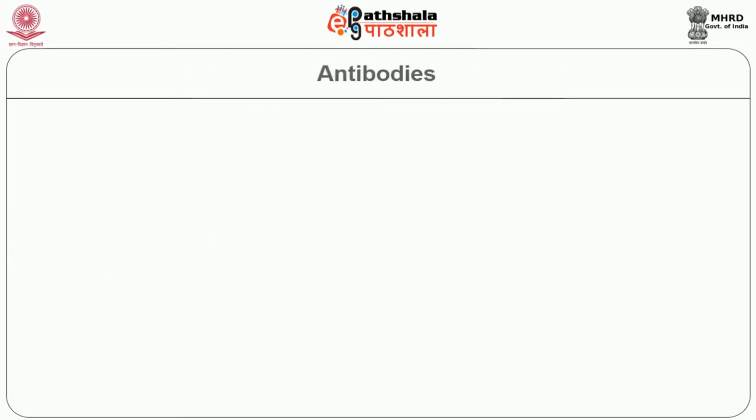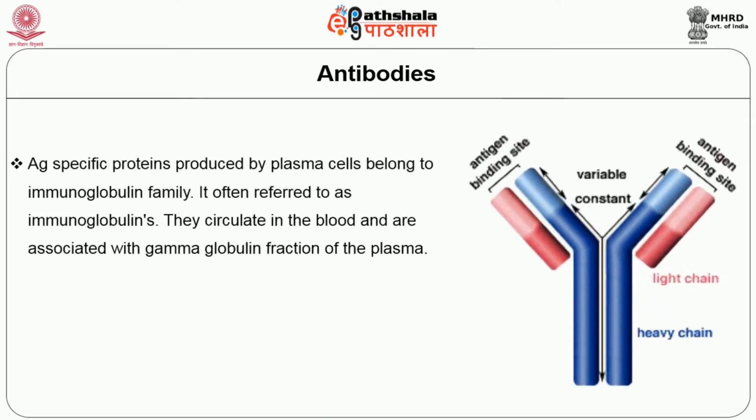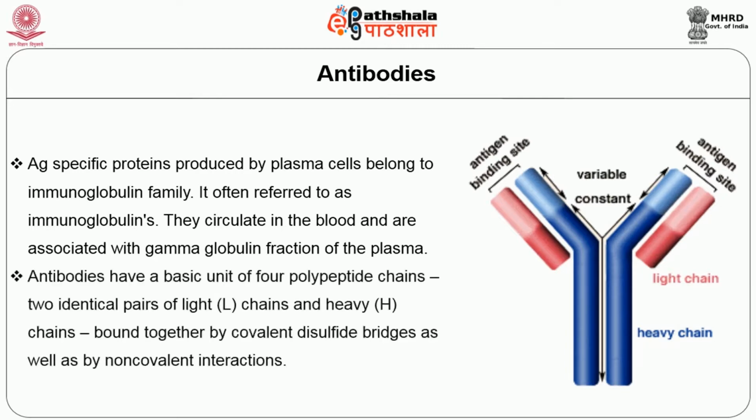We will see what an antibody is. Antigen-specific proteins produced by plasma cells belong to the immunoglobulin family, or are called antibodies. They are also referred to as immunoglobulins. They circulate in the body and are associated with the gamma globulin fraction of the plasma. Antibodies have a basic unit of 4 polypeptide chains, 2 identical light chains and 2 identical heavy chains. These light chains and heavy chains are bound together by covalent disulfide bridges as well as by non-covalent interactions.